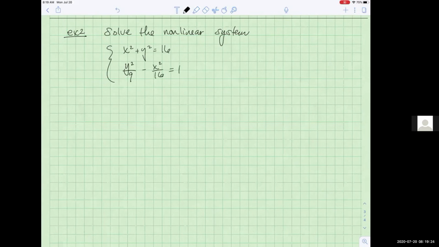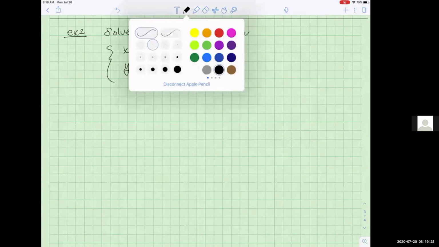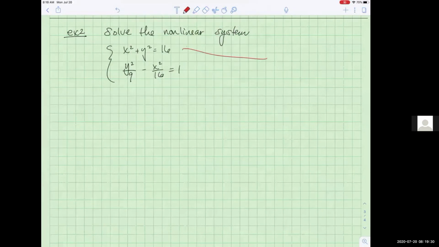So again, we have almost the same construct. This is a circle with center 0, 0, and radius r equals 4, no difference there. This is also a hyperbola. And the a value is 4, the b value is 3.